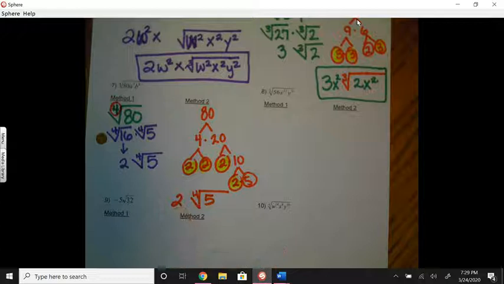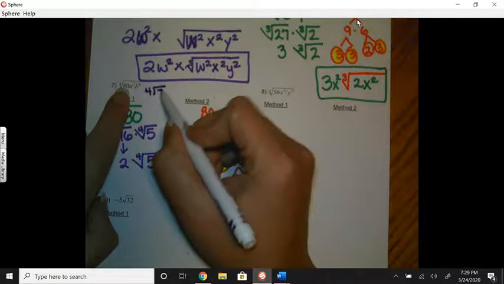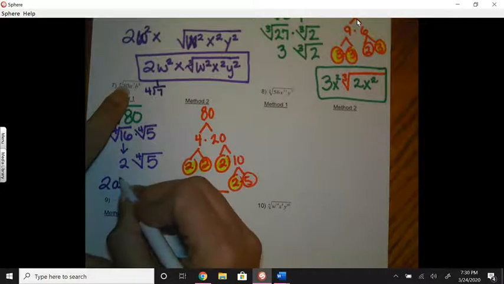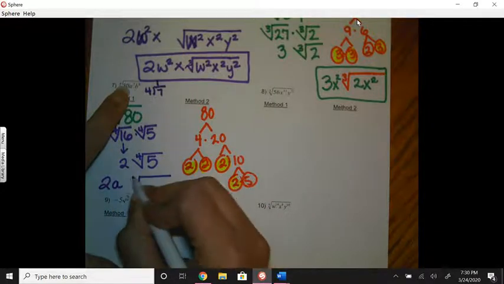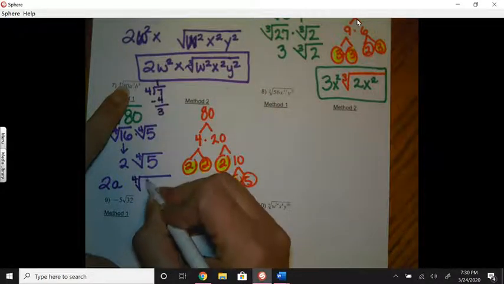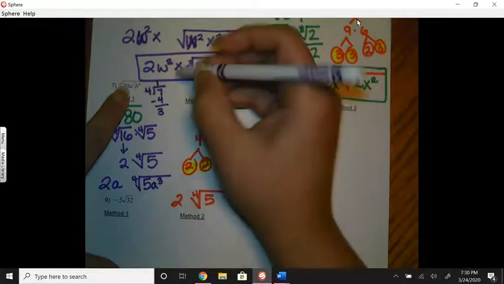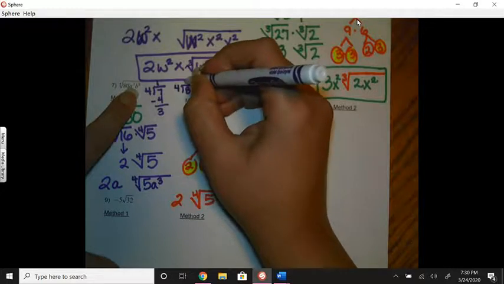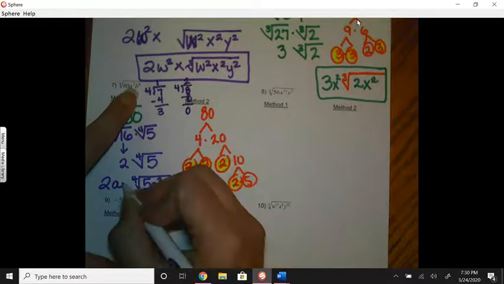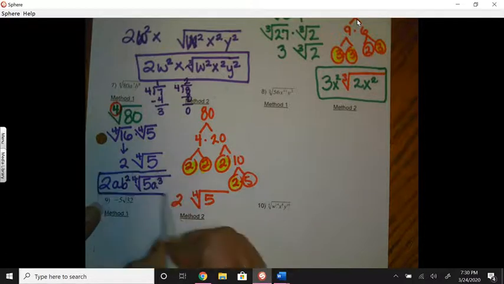Now, as for the variables, we would just divide. 4 goes into 7 one time, so that is why we would have just an A on the outside. And then we would have 3 left, so we would have A cubed on the inside. And then 4 goes into 8 exactly twice, so we would have no B's on the inside of the radical, and we'd have B squared out here. So this would be our final answer.